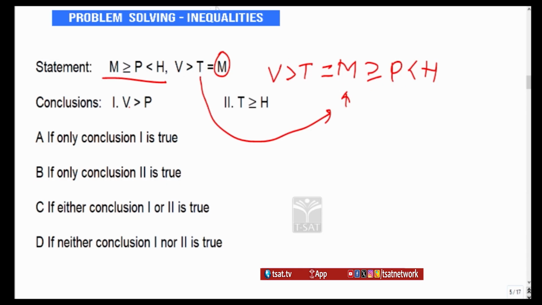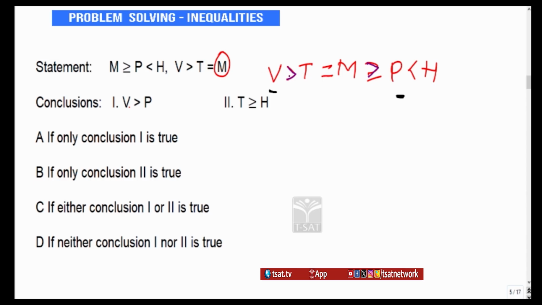So now after converting the two statements into one statement, let's see the conclusions, whether it follows or not. See the first conclusion, V is greater than P. So you check two letters, here V and here P. Now you tell me whether V is greater than P, yes or no? Yes. Why? Because here see the symbols. This greater symbol is towards V. Here also greater symbol is towards V.